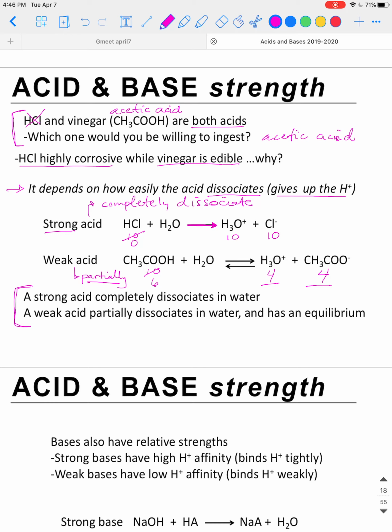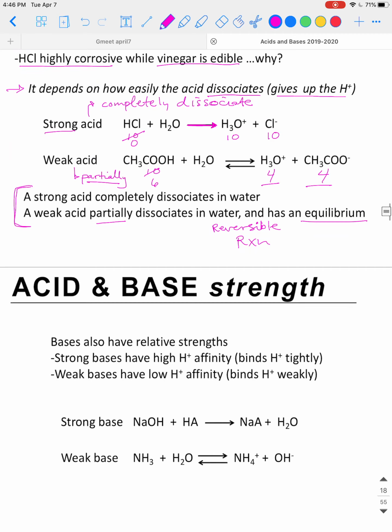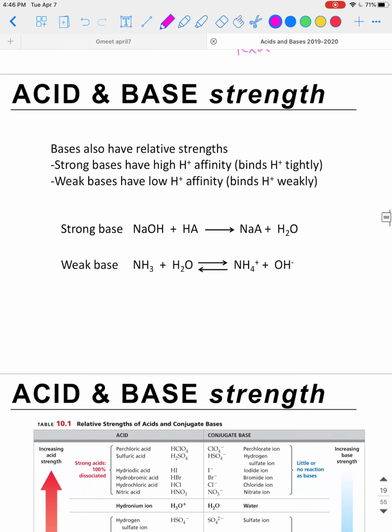So these statements down here are what we have explained. A strong acid completely disassociates in water. You need to remember that. And a weak acid partially disassociates in water. And because it partially disassociates, we get a reversible reaction, which means we have an equilibrium, okay? You guys are familiar with equilibrium now. We talked about this in chapter 7, so we're going to dive back into some concepts of equilibrium with acids now.